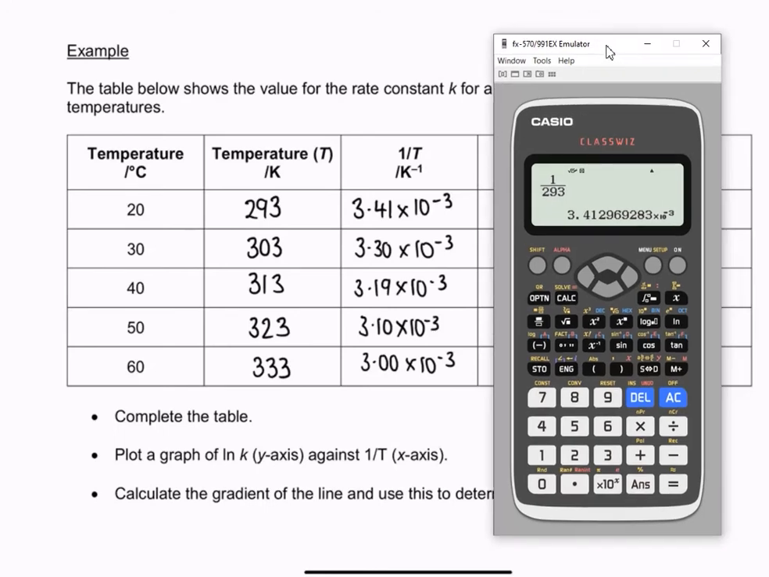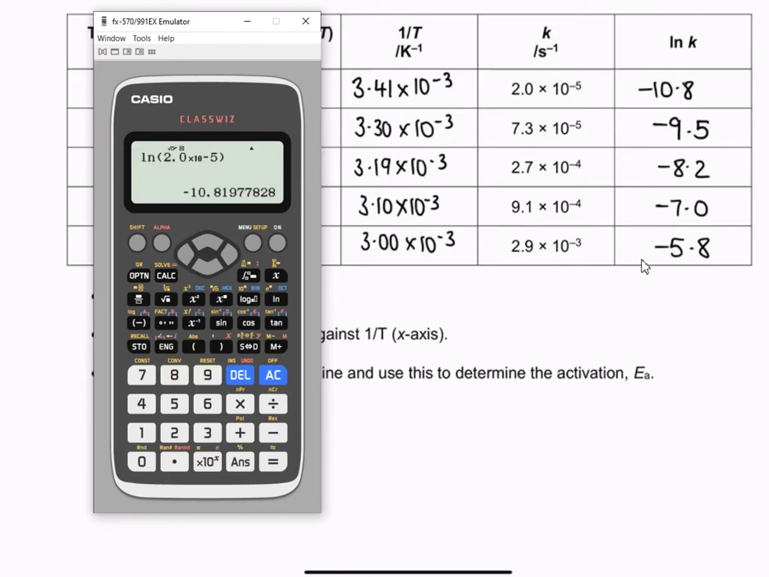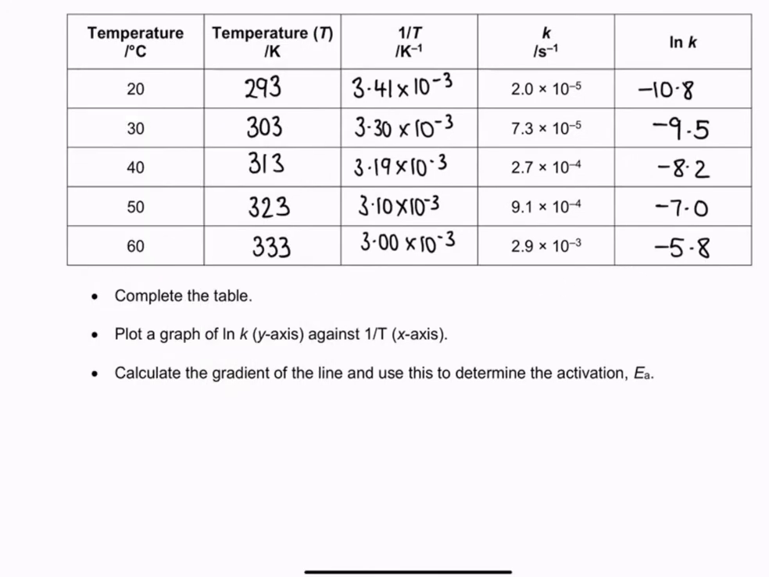And then for our last column, we need to take our rate constant k and find the natural log. So remember, we're pressing this ln button here. 2.0 times 10 to the minus 5. I'm getting minus 10.8, and I'm going to give each of these to 1 decimal place. So go ahead and fill in the table to 1 decimal place for each of these ln k values. There you go, so you should have numbers like that. Now we're going to plot a graph, let's get rid of the calculator again, of ln k along the y-axis.